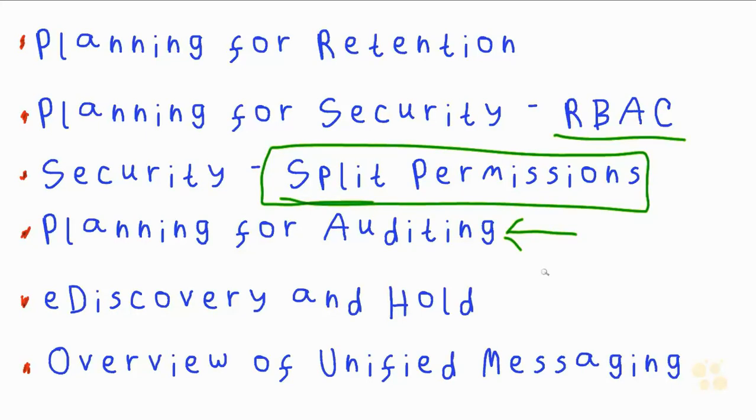Auditing is great. We can even audit individual user mailboxes, and so we want to take a good look at that. Now, a combination of our permissions and our capabilities is going to allow us then to dive into e-discovery and hold, the ability to give somebody the capabilities to search for and find emails based upon a variety of different criteria. We're also going to stop by and take a look at an overview of unified messaging.